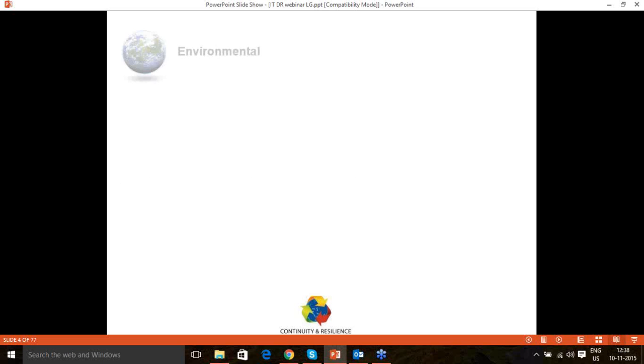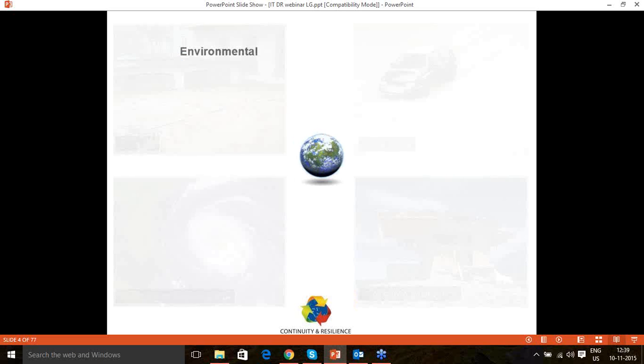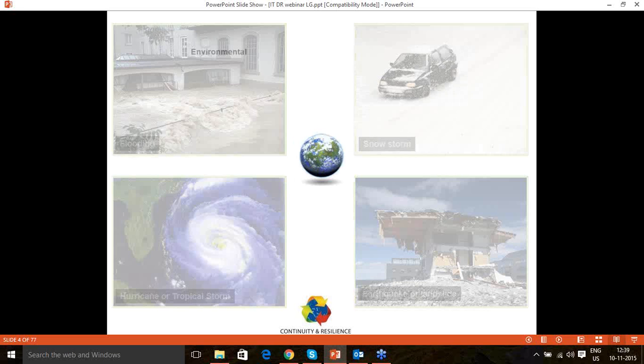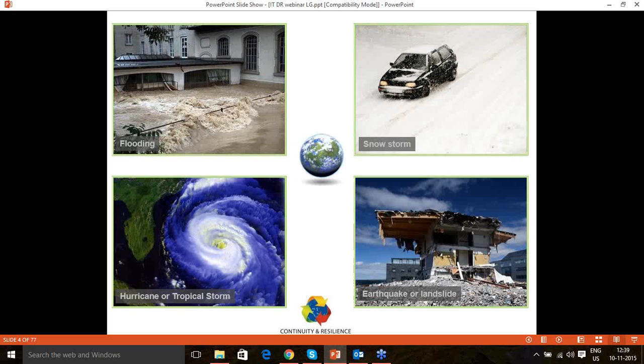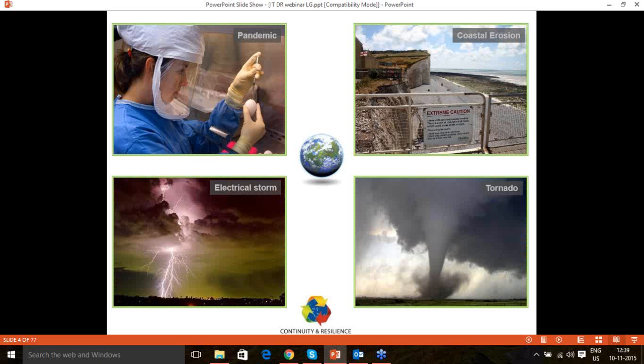Starting with some pictures to show you why business continuity and disaster recovery is important for us. There are a lot of environmental challenges which we would face on planet Earth, like flooding, snowstorm, hurricane, earthquake. Maybe not relevant for some of the geographies, but yes, they are the threats or the risks we are facing today. Pandemics, coastal erosions, electrical storms, tornadoes, they all are reality of life. So we need to be prepared for any such situation that happens.